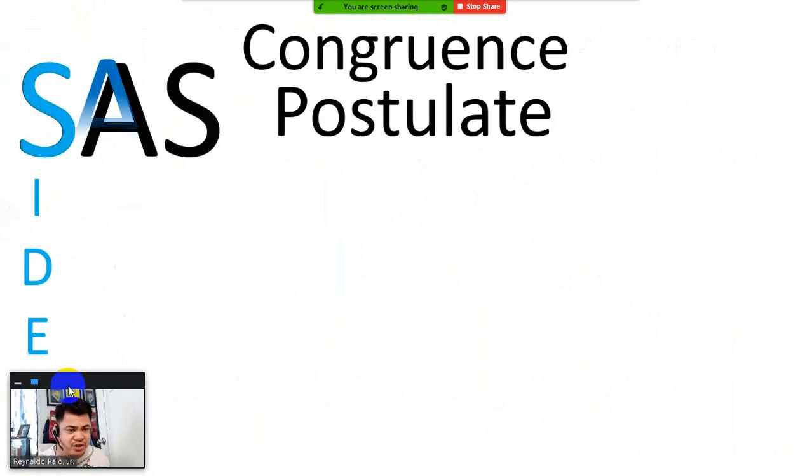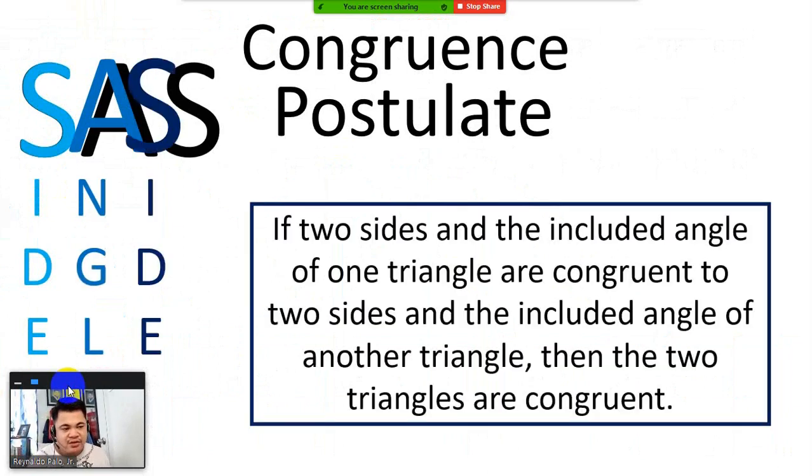Let's have the conditional statement of this postulate. If two sides and the included angle of one triangle are congruent to two sides and the included angle of another triangle, then the two triangles are congruent. Again, two sides and the included angle of the first triangle must be congruent to two sides and the included angle of the other triangle for us to say that two triangles are congruent under the side angle side postulate.